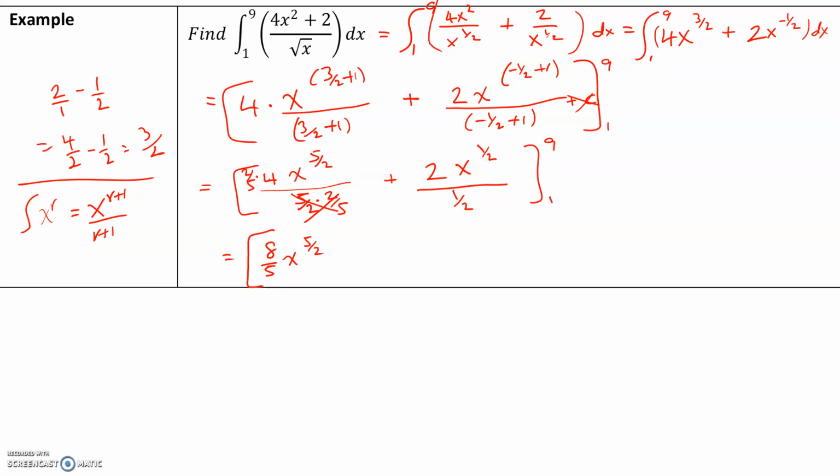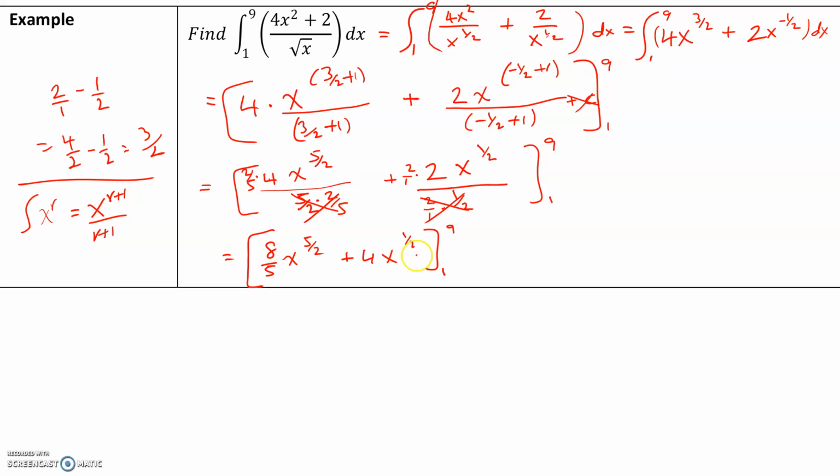Okay. Then we need to simplify the second one. Again, same thing. We can't divide by a fraction, so we multiply by the reciprocal of the fraction, which is 2 over 1. So on the denominator, this all cancels out. 2 over 1 times 2, that's just going to be 2 times 2, or 4. So this gives us 4x to the 1/2. And then we take the integral from x equals 1 to x equals 9.